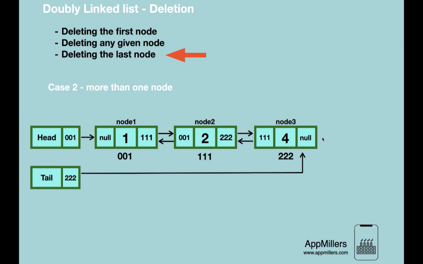So in this lecture, we have looked at deletion of a node from a double linked list in 3 different cases. So we have learned how can we delete a node from beginning of double linked list, delete a node from any given location in double linked list, and we learned how can we delete the last node in double linked list. Now in the next lecture, let's combine these 3 cases and create an algorithm of deleting a node in double linked list. So see you in the next lecture.